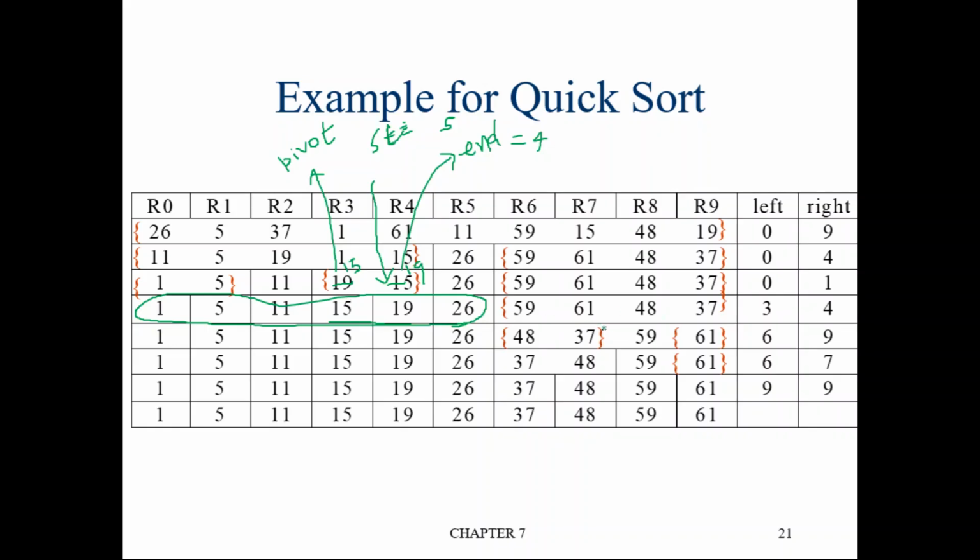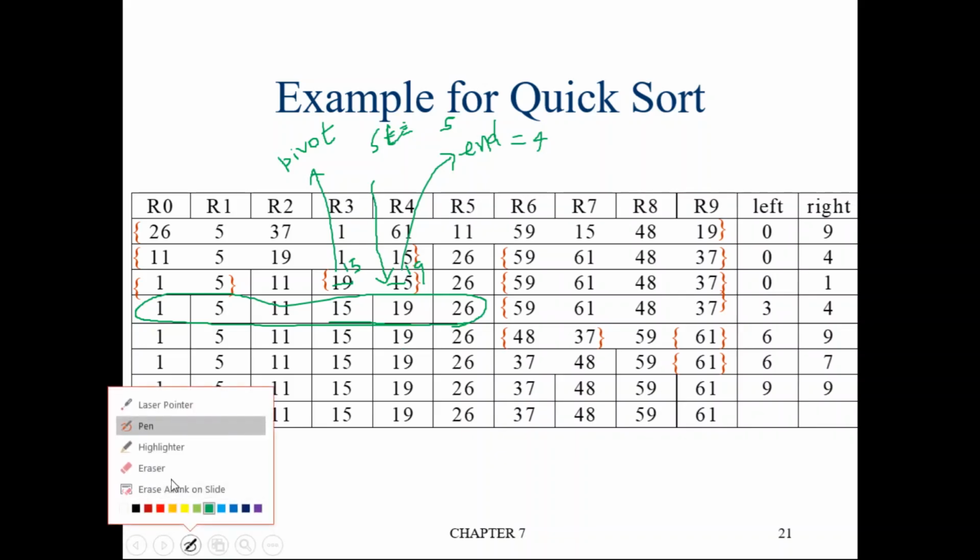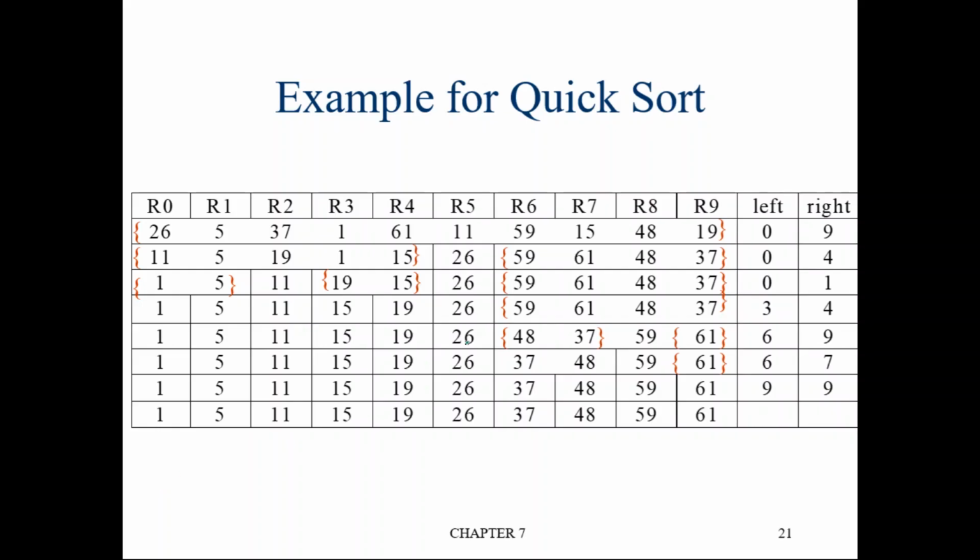Right. So when you do for the right side part, what will happen? This entire thing we have to consider. So what should be left and what should be right initially? If you take this, this will be pivot. So pivot is what? 59. This is pivot.